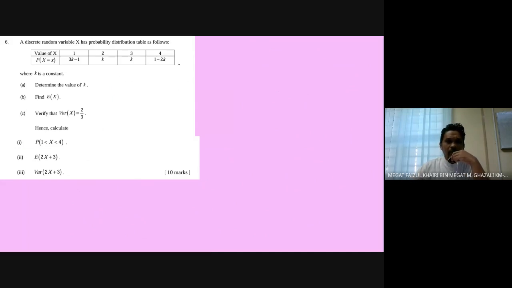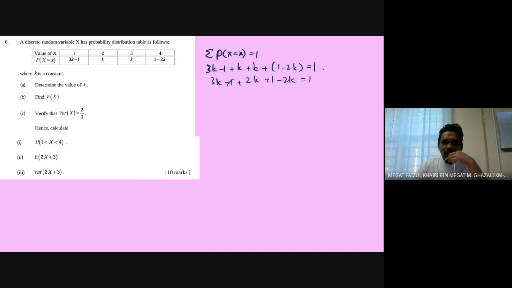The total of all the probabilities of x is equal to 1. So 3k minus 1 plus k plus k plus 1 minus 2k equal to 1. Negative 1 plus 1 equal to 0, 3 plus 2 equal to 5, minus 2 equal to 3k. Then k is 1 over 3. K is 1 over 3, yes.